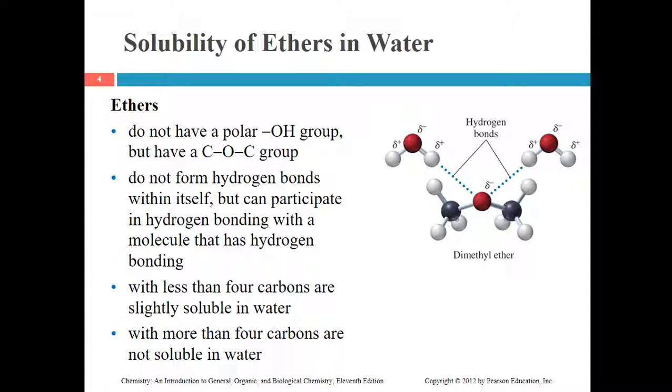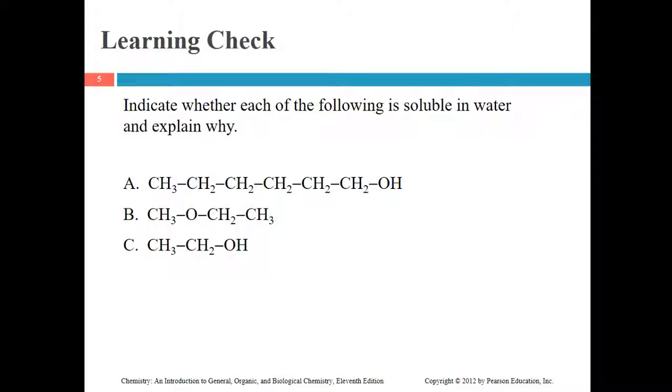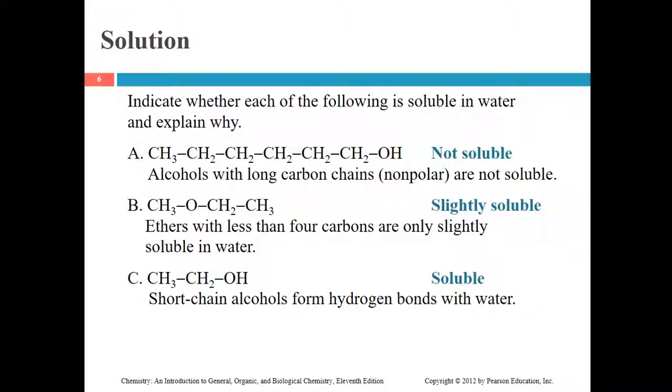Now, it's slightly soluble as long as there are 4 carbons or less, but by the time we get to 4 carbons, it is not soluble anymore. If we compare the solubility of an alcohol to an ether straight up, the alcohols are much more soluble because of the amount of hydrogen bonding they can participate in. So indicate whether each of the following is soluble in water and explain why. Press pause and come back.